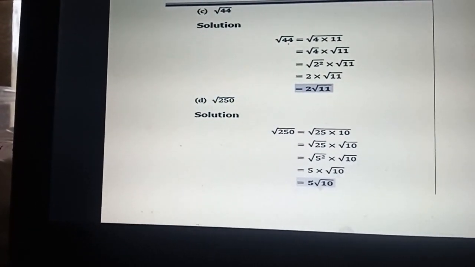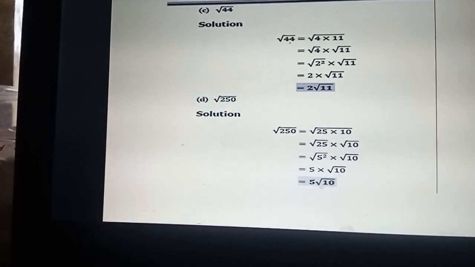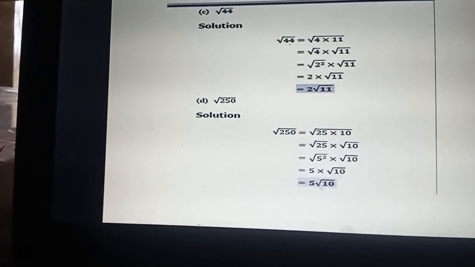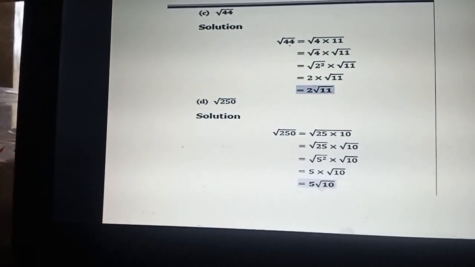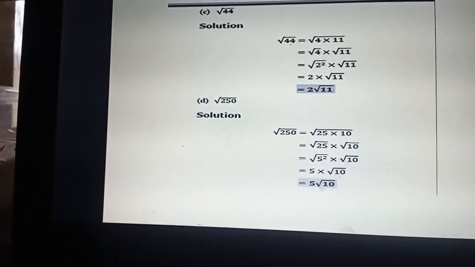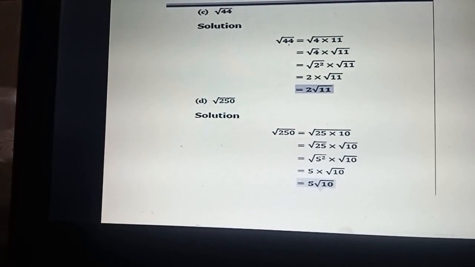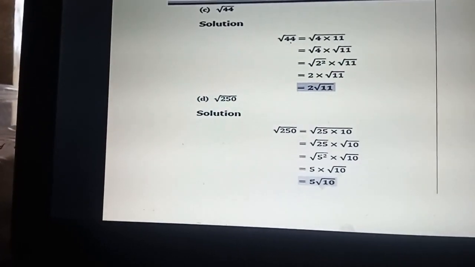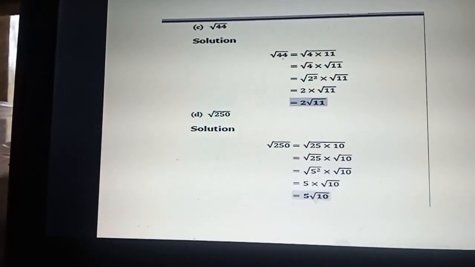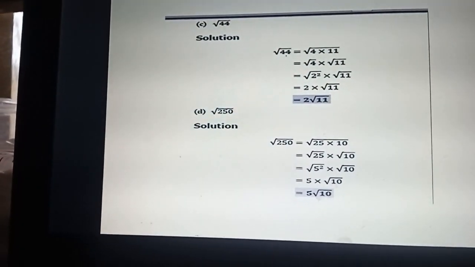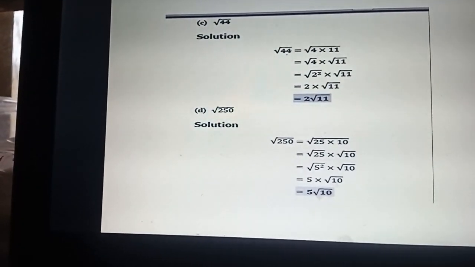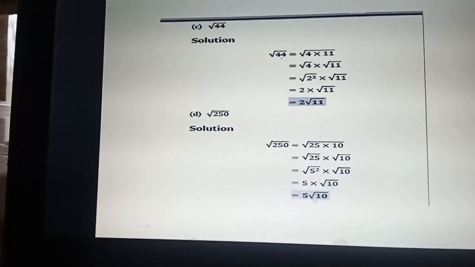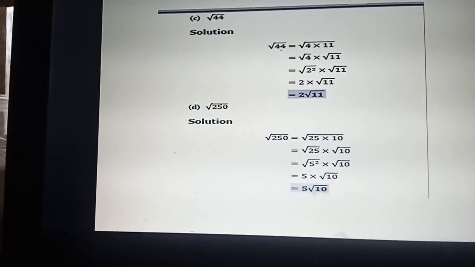4 times 11, you see, it will give you what? 44. Then 4 square, the square cancels the square root, times 2. Remain what? 2 times 11, which is 2 root 11. I hope it's clear. Root of 250.